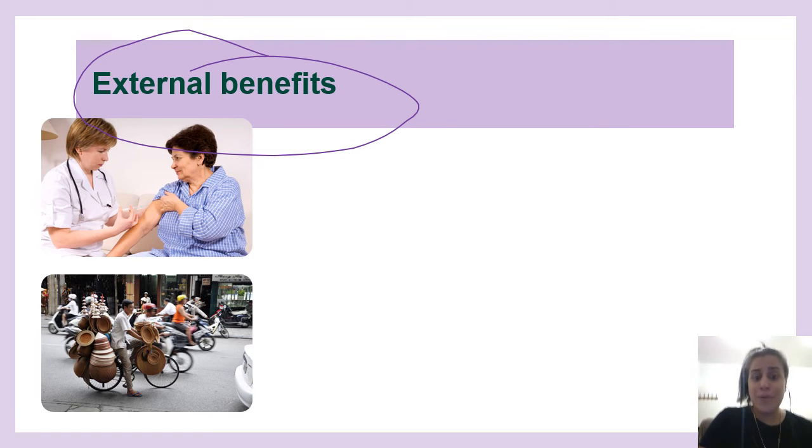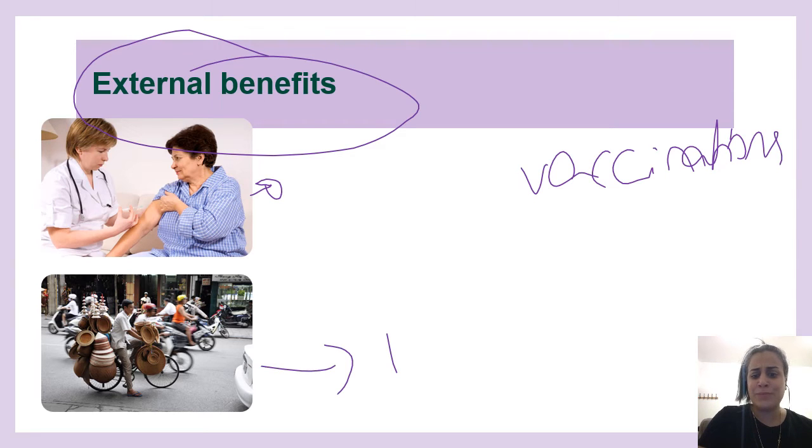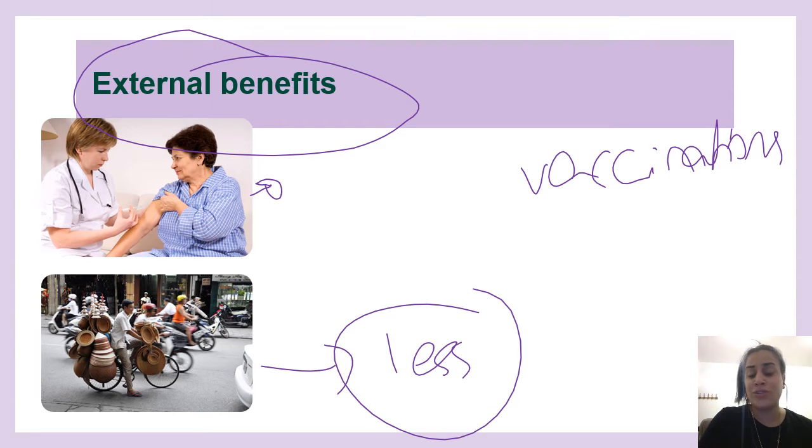An external benefit would be, look, we're talking about vaccinations, and we're talking about less pollution. People are not using their cars, they're using bikes. So an external benefit would be known as a benefit enjoyed by another party or a third party without that party having to pay for it.